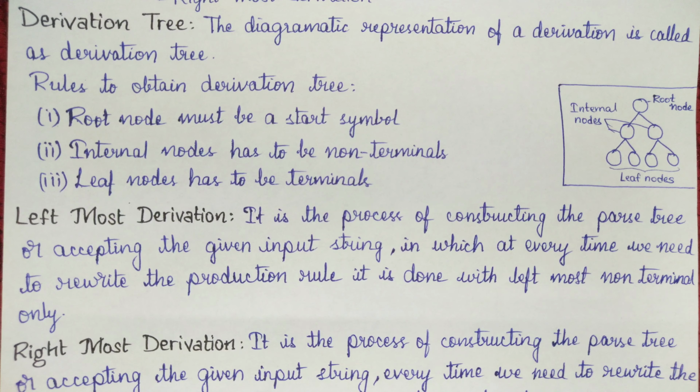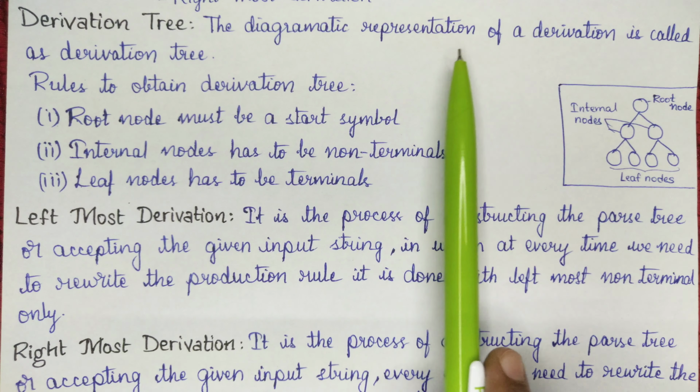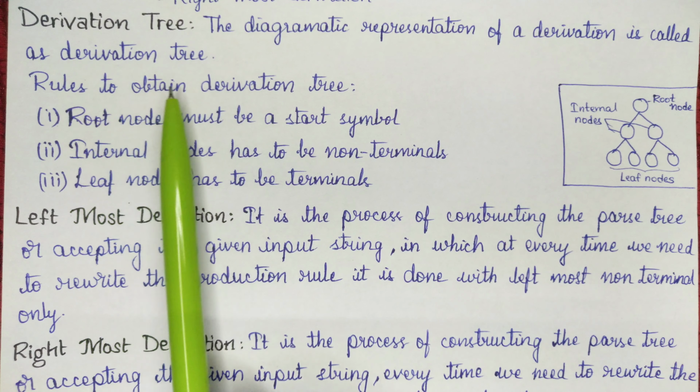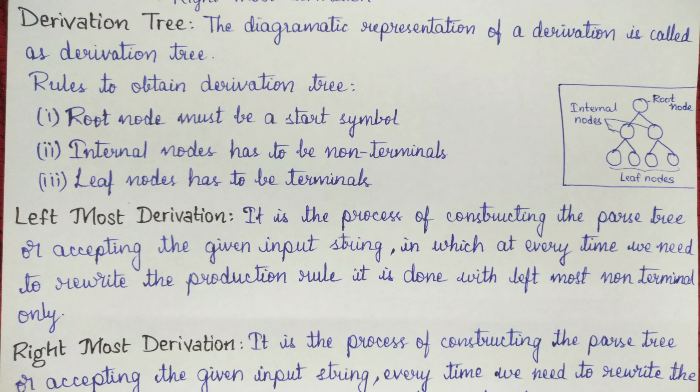Now let's have a look at the derivation tree. It is also called a parse tree. The diagrammatic representation of a derivation is called a derivation tree. If we use the leftmost derivation, then it is the leftmost derivation tree. Similarly, if we use rightmost derivation, then it is the rightmost derivation tree. We have three rules to obtain this derivation tree.